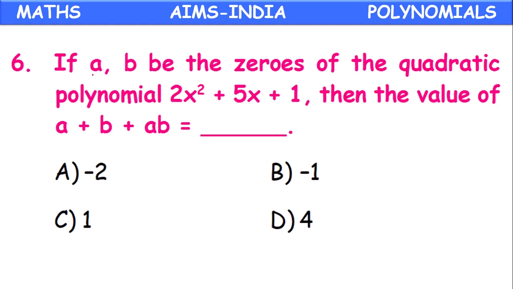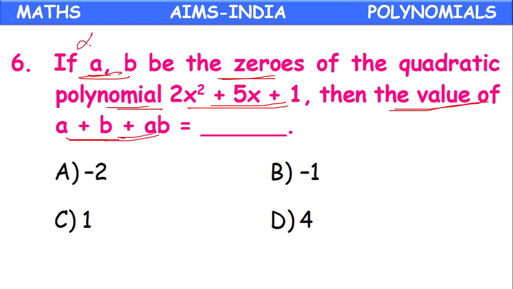Next. If a and b are the zeros of the quadratic polynomial 2x square plus 5x plus 1, then what is the value of a plus b plus ab? We can take ab or we can take alpha beta. So what is this value?